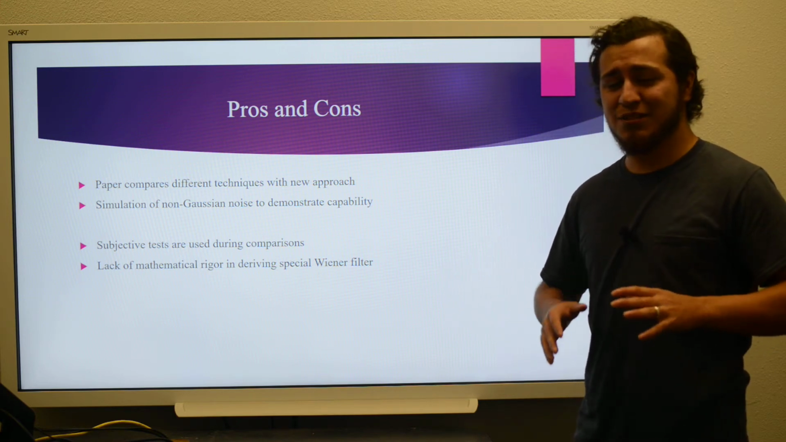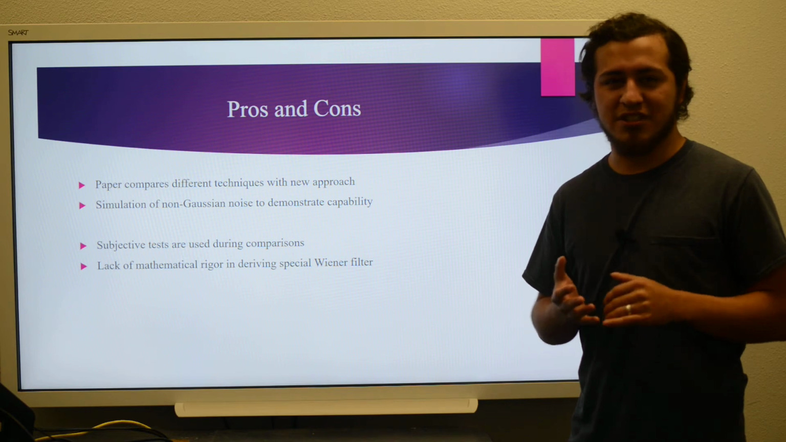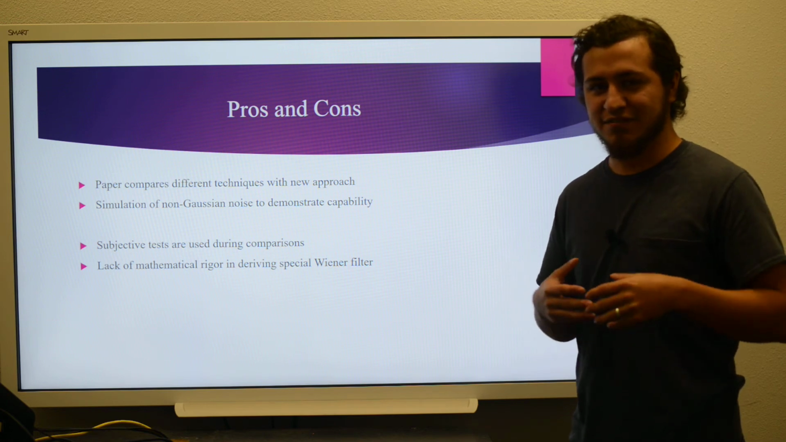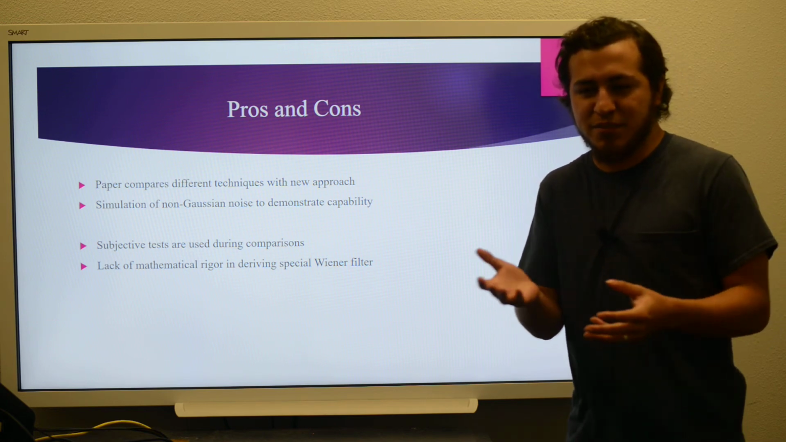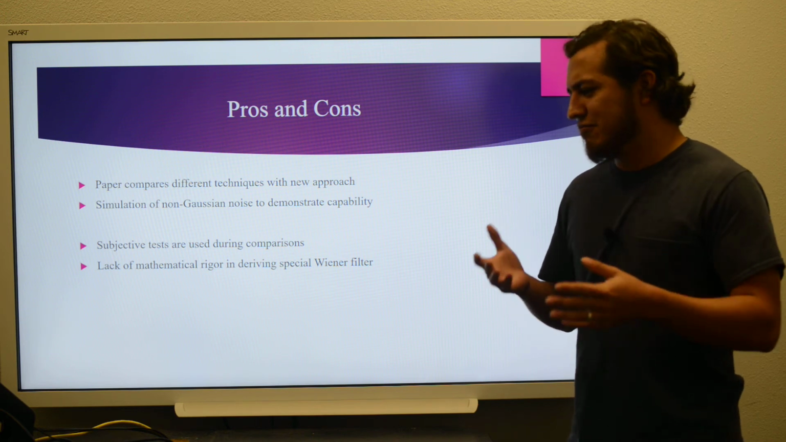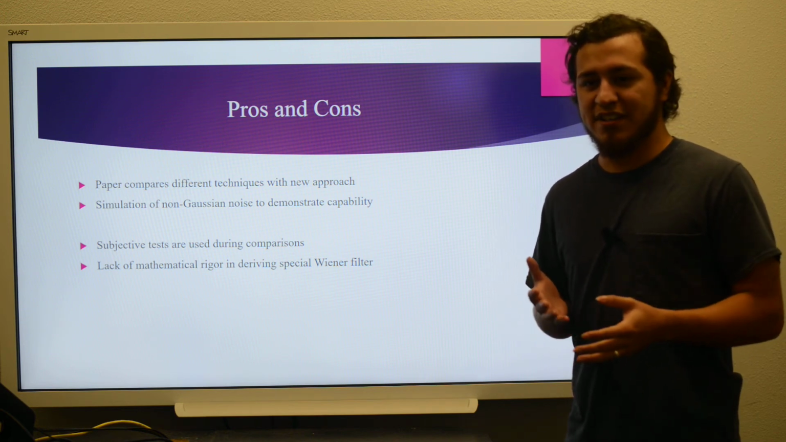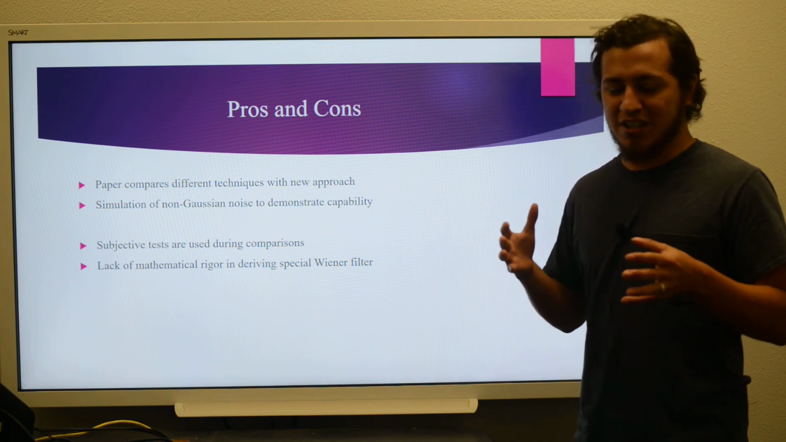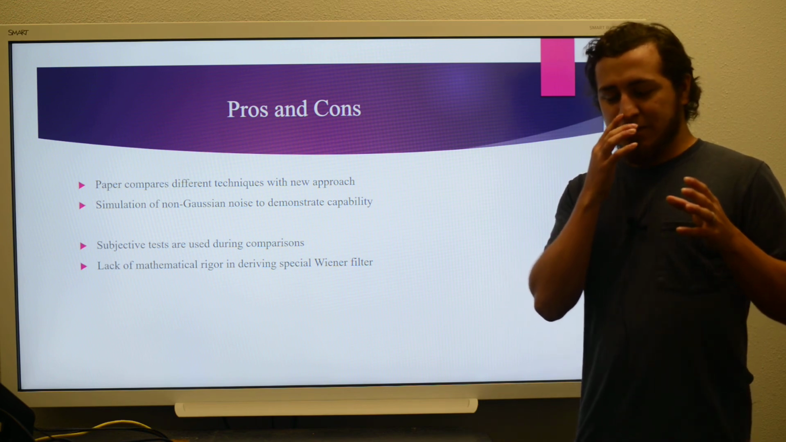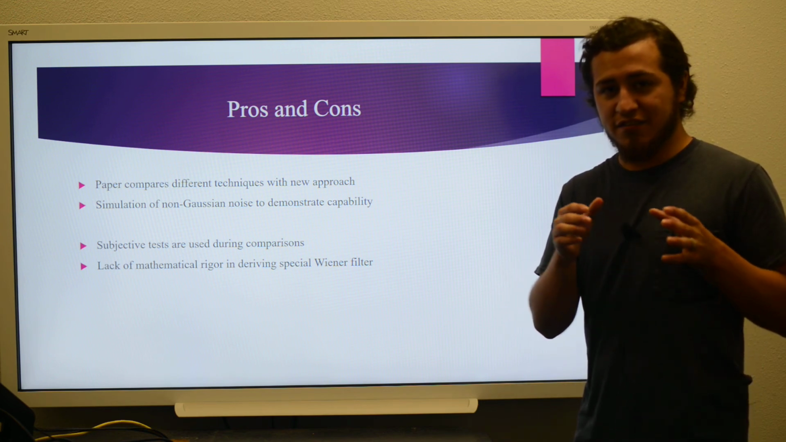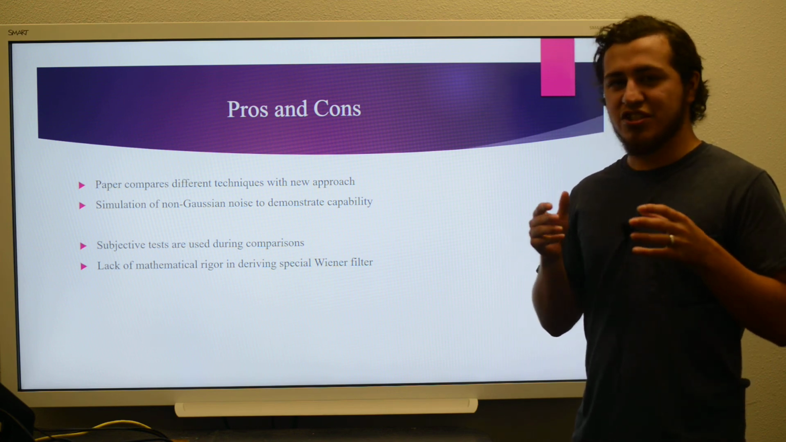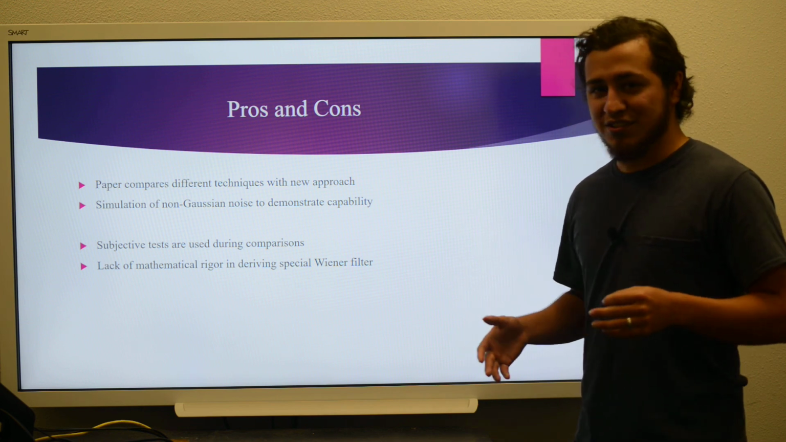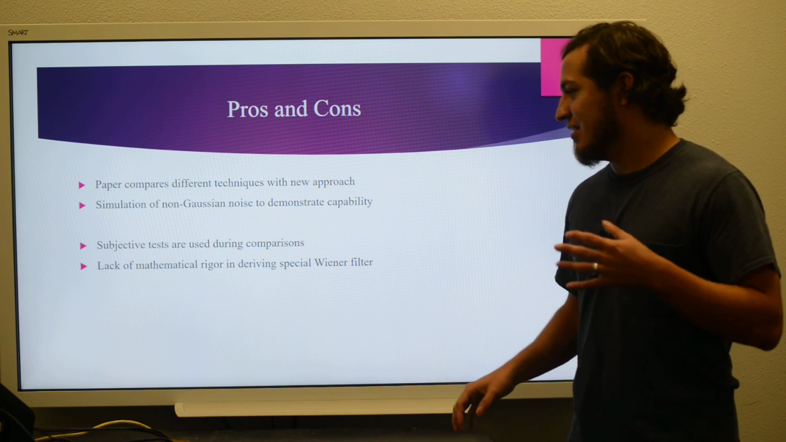Cons: the fact that the tests were subjective. They could have easily just measured the signal to noise ratio afterwards to get an objective value for their tests, and for sure tell whether or not their speech was enhanced or not. So there probably was some bias since this was a subjective test. And the lack of mathematical rigor. When they were assuming the form of the Wiener transfer function, the transfer function of the Wiener filter, they decided to go ahead and just simply replace frequency with wavelet coefficient scale. That was a big problem that I saw with the report.